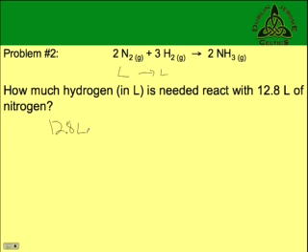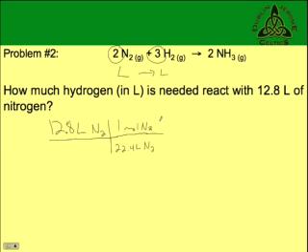So if I recall correctly, we're going to have to convert liters to moles, and then moles to moles, and then moles to liters. Yeah, because these coefficients represent moles. So we're going to use these coefficients. Molar volume says 22.4 liters for every mole, and that's nitrogen. So that's good, but I don't want nitrogen. How do I get to the hydrogen? So we've got to do the mole to mole conversion.